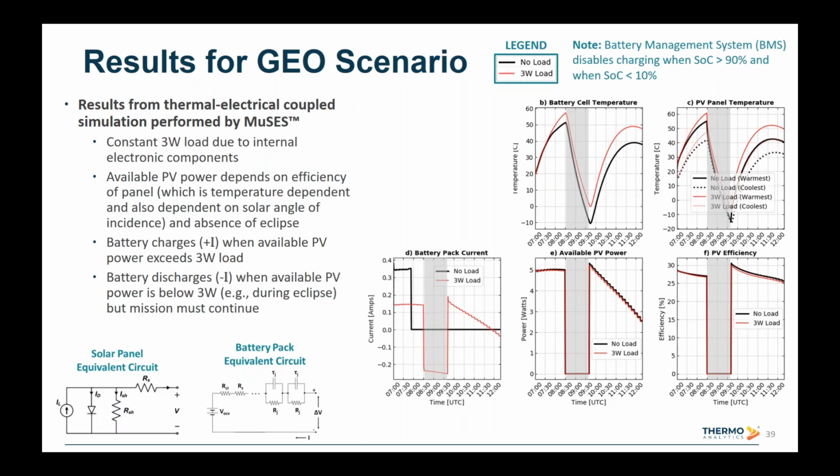Then we see the battery pack current here. Again, it's negative during the shadow where the battery needs to supply the energy, and it's positive where there's solar loading present to run the electronics as well as charging the battery pack. And in both the LEO and GEO results that I've shown, we're simulating a simple battery management system where the charging of the battery is disabled once the state of charge exceeds 90% and it's essentially fully charged, as well as when the state of charge goes below 10%, then the battery stops being able to supply energy. So those are the limits that we're superimposing for this demonstration.